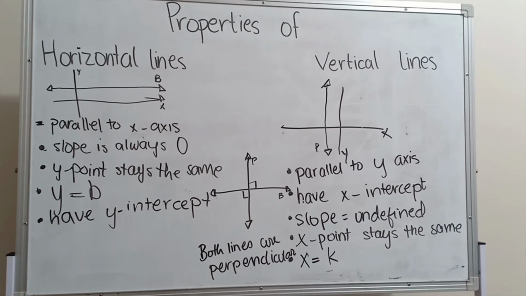Let's just go over what we learned. Horizontal lines are parallel to the x-axis, have a slope of 0, and have a y-intercept where the y point stays the same, or is constant. Vertical lines are parallel to the y-axis and have an x-intercept, and their equation is x equals k, where k can be any number and the x point is constant. The slope for vertical lines is undefined, and horizontal and vertical lines are perpendicular, meaning they intersect at a point where they form a 90-degree angle.